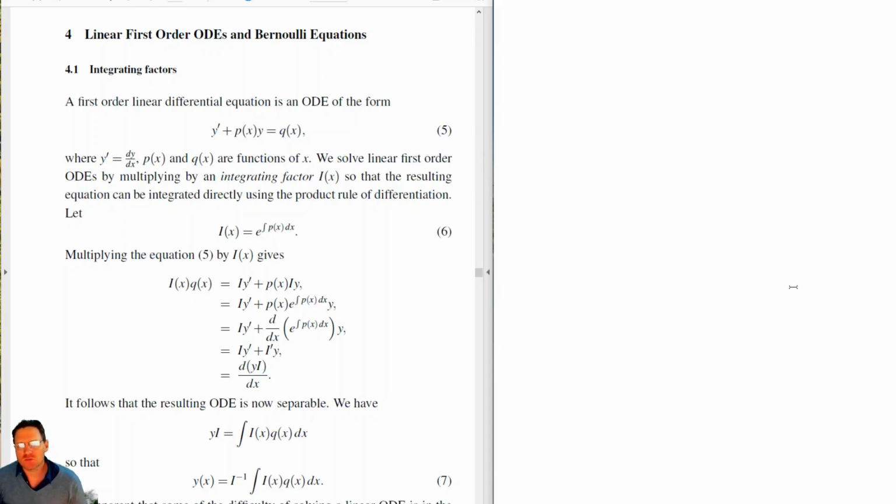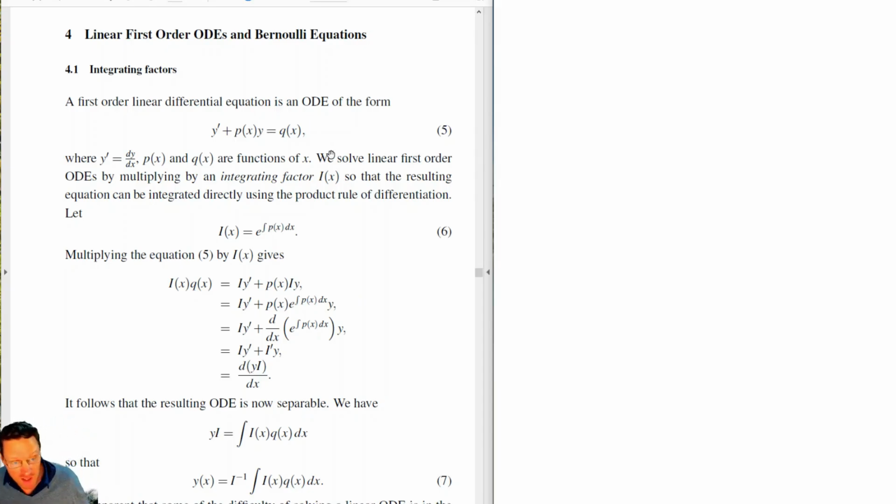We need to multiply by what's called an integrating factor, so that in multiplying by that integrating factor, we make the left-hand side of this equation into something separable. So what is the integrating factor? Let's set out I for integrating factor. I of x is equal to e to the power of the integral of p of x dx, where p of x is the coefficient of the y when you put it in this form.